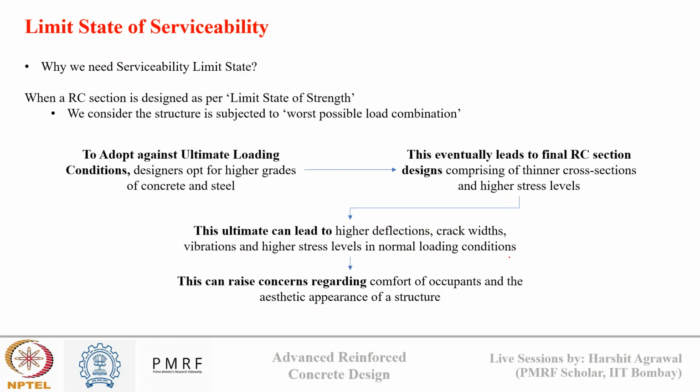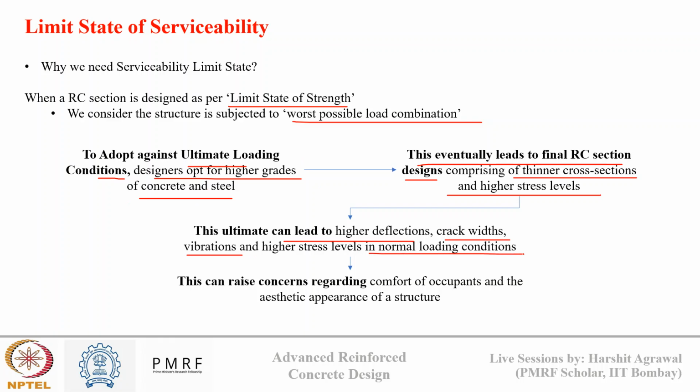Now, why do we need this limit state of serviceability? When a reinforced concrete section is designed for limit state of strength, we consider the worst possible loading condition. Now to adapt to this ultimate loading condition, designers generally opt for higher grades of concrete and steel. And what happens? This eventually leads to a final reinforced concrete design comprising a thinner cross section and higher stress level, since we are opting for higher grades of concrete and steel. Now, due to this, what can happen? It can lead to high deflections, cracking, and vibrations in the concrete under normal loading condition. Okay, if there are such cases of deflection and cracking in normal loading condition, it can raise concerns regarding the comfort of occupants and the aesthetic appearance of the structure. Okay, so to remove such concerns under serviceable condition, we incorporate the limit state of serviceability criteria.